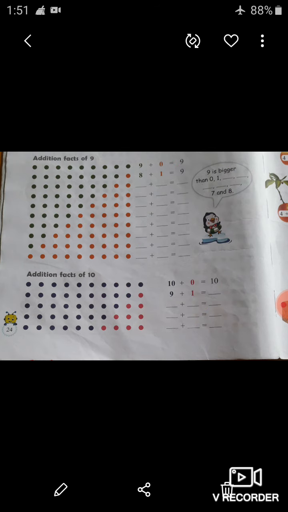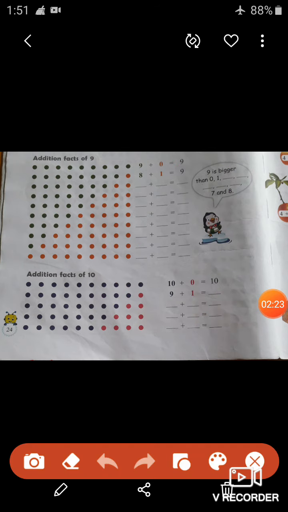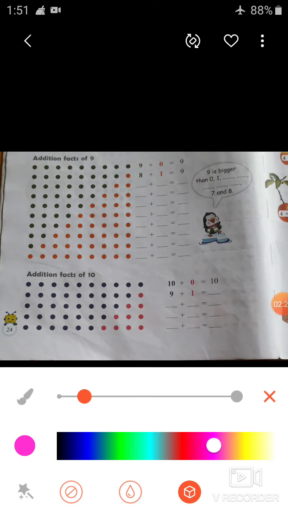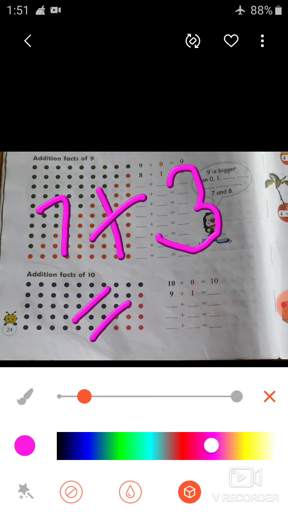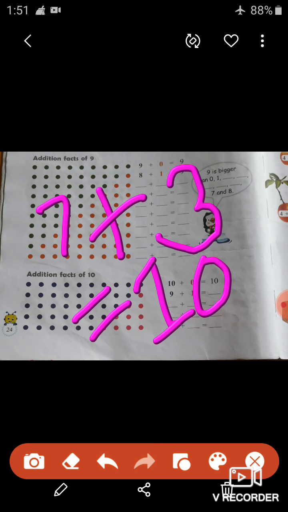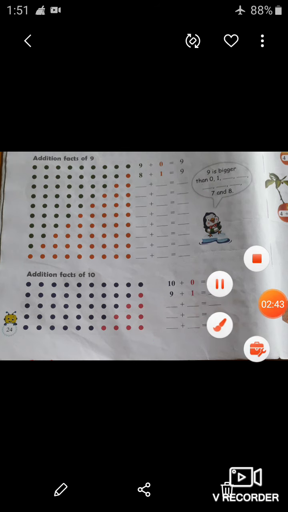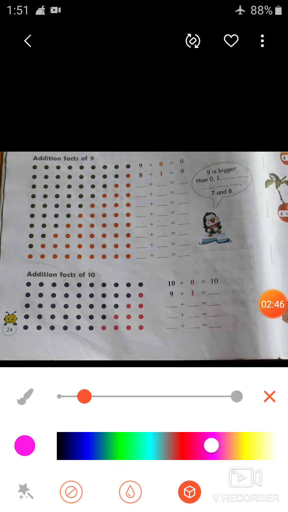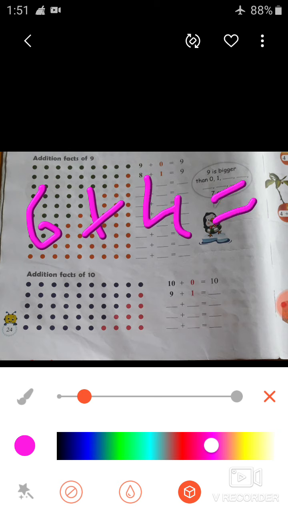And now in the next there are 7 blue dots plus 3 pink dots. So 7 plus 3 equals 10. So this was the sum of 7 plus 3. Now the next one, there are 6 blue dots plus 4 green dots equals 10. So you have to fill this.